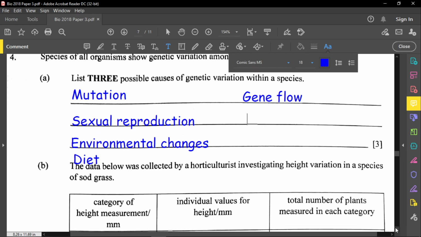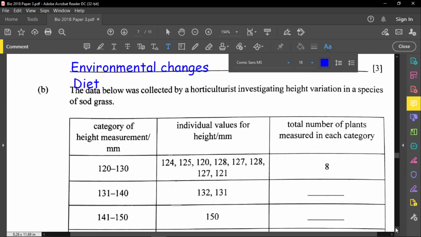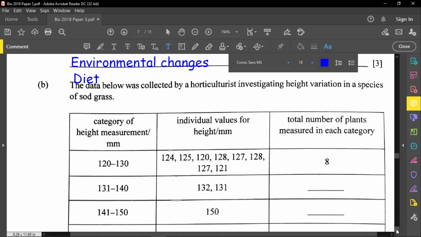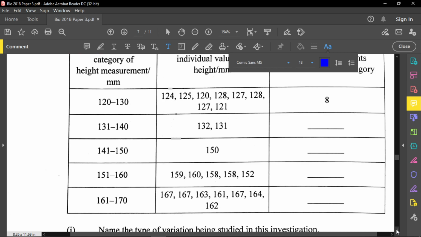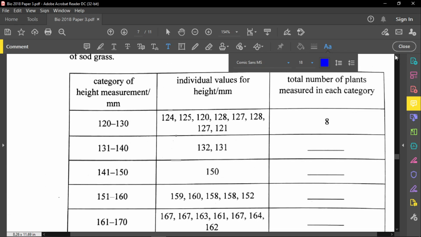All right, let's move on to part B now. For part B, the data below was collected by a horticulturist investigating height variation in a species of sod grass. If you notice here quickly, you have a category of height in millimeters: 120 to 130, 131 to 140, 141 to 150, and so on. The next column shows the individual values for height in millimeters.